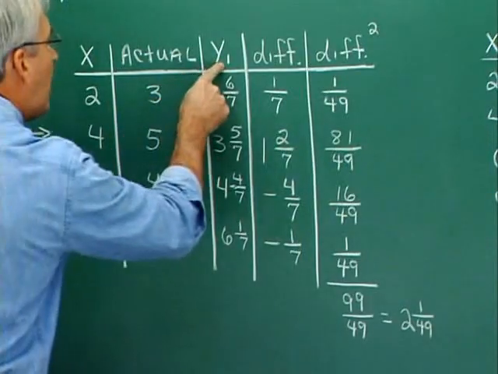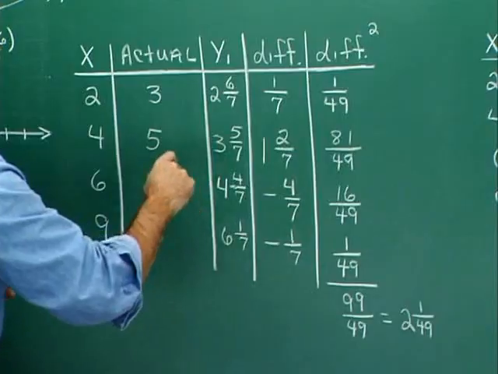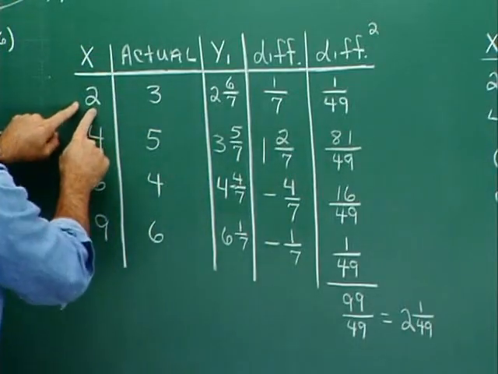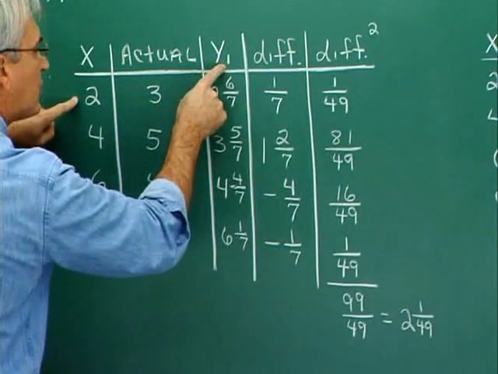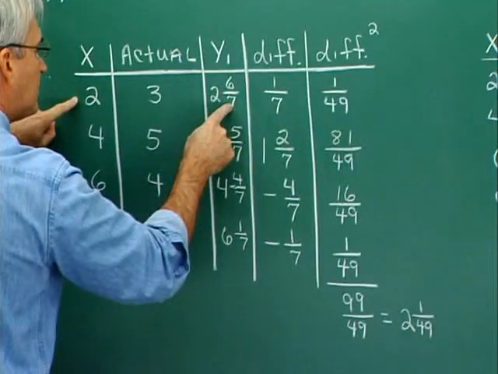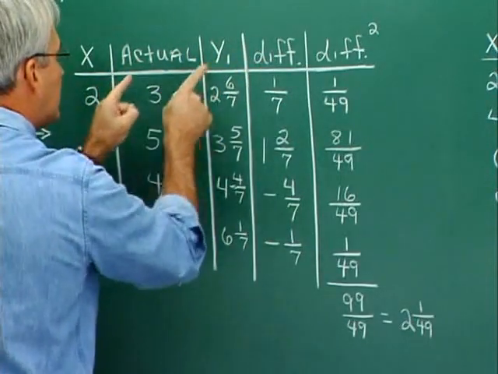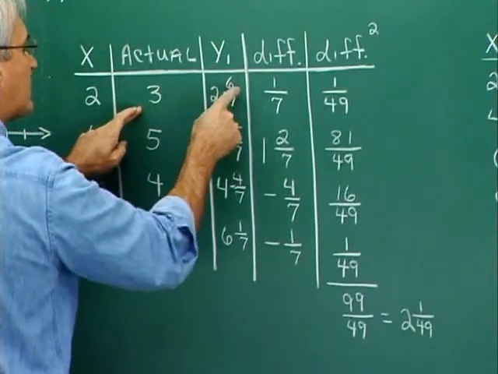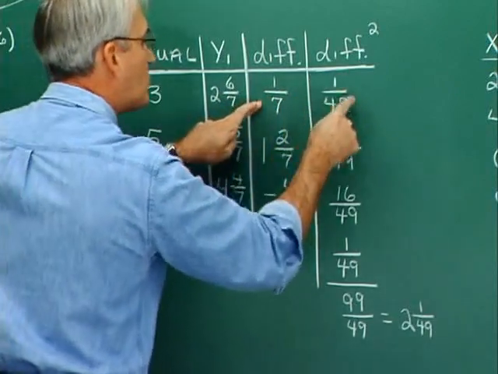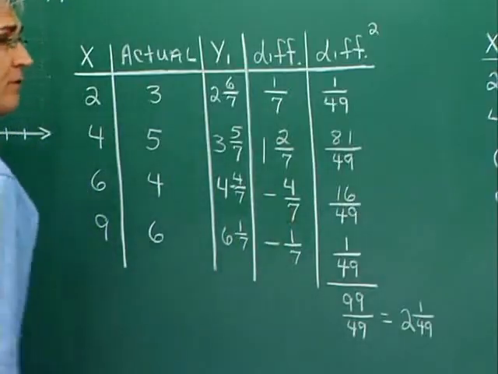Okay, in the y sub 1 function, that's the lower graph here. If I use this x and find for this function f of 2, I find it to be 2 and 6/7. And then I take the difference between these two. It's 3 minus 2 and 6/7. Oh, that's 1/7. And then I square that amount. Oh, that's 1/49. Okay, so that's the idea. That's the routine that we're going through for all of these.